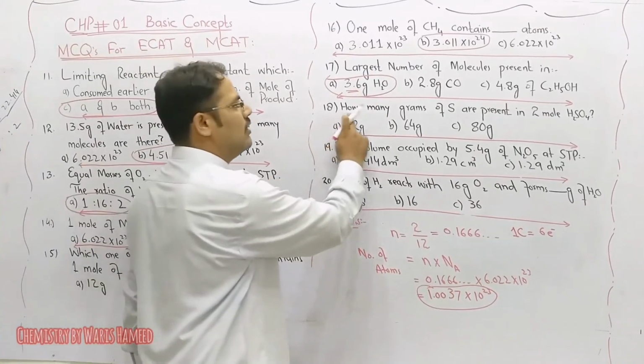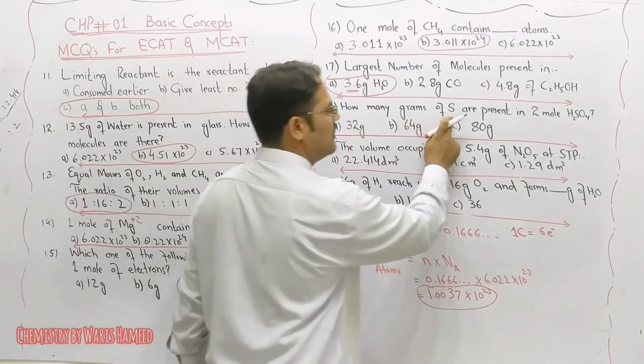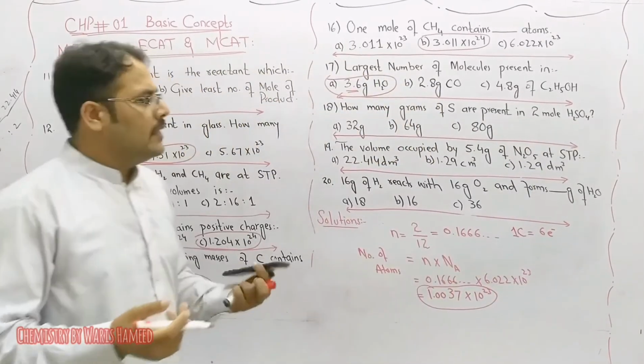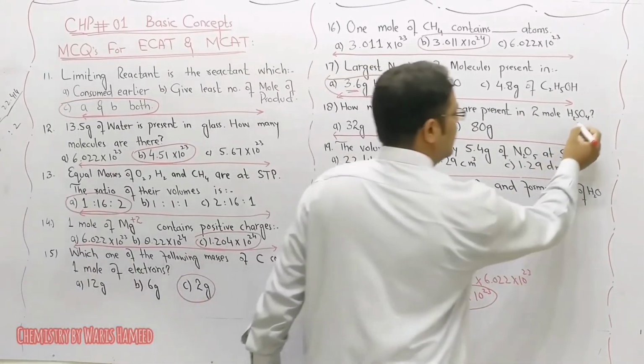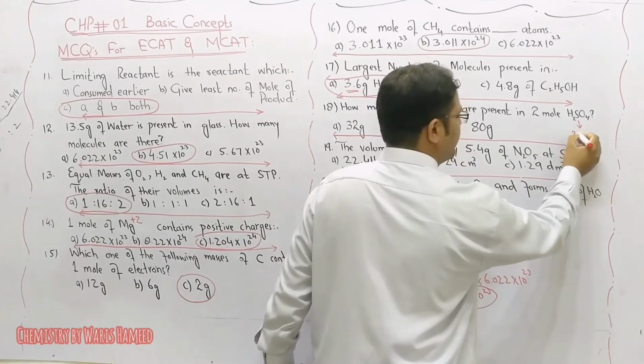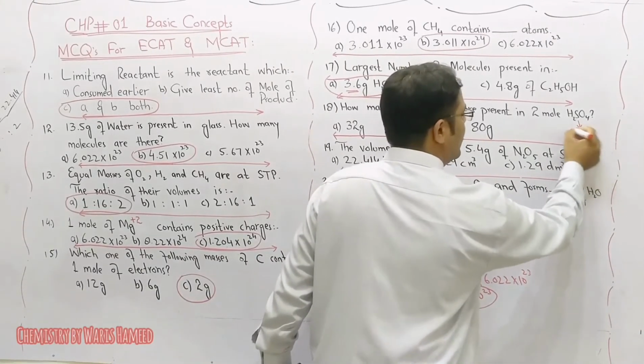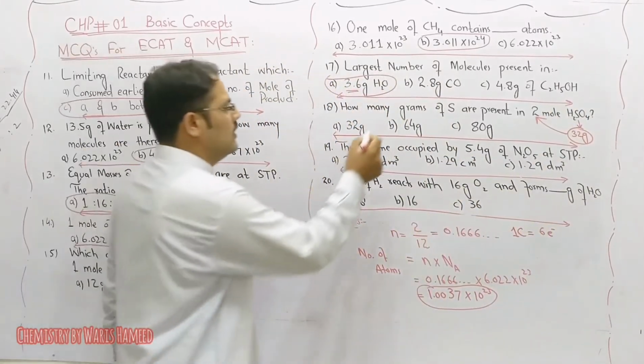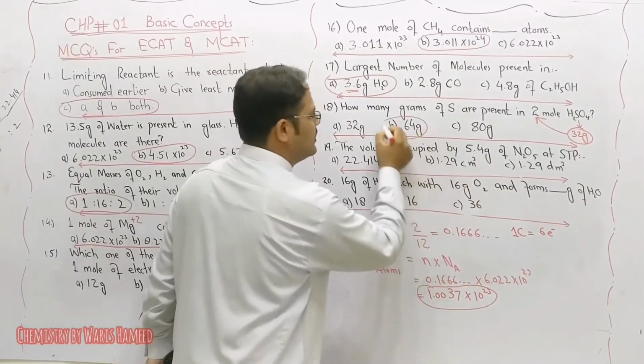Next MCQ is how many grams of sulfur are present in 2 mole sulfuric acid? In 1 mole sulfuric acid, it has 32 grams of sulfur. And for 2 mole, we have to multiply 32 with 2. Then we will obtain 64 grams.